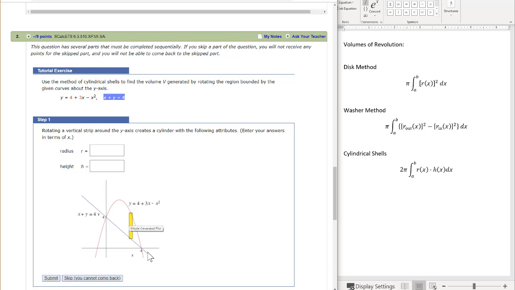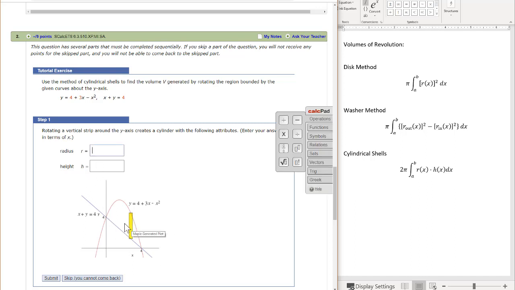They drew this for us, and if they hadn't, it might be a good idea to take out your Desmos or your graphing calculator and plug it in to see. But this is a nice picture. Rotating the vertical strip around the y-axis creates a cylinder with the following attributes. So this is going to move along the x, so we want to enter our answers in terms of x.